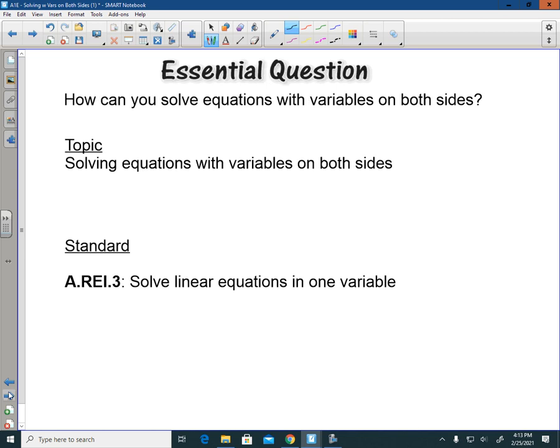All right, so here's the essential question. How can you solve equations with variables on both sides? The topic is solving equations with variables on both sides. Make sure that that topic makes it into the table of contents of your notebook, and the page number that you're on goes there too. So if ever you need to look up this topic, you don't have to sift through 60 pages of notes to find it. You can just go right to it.